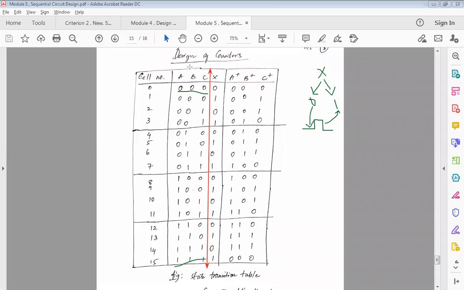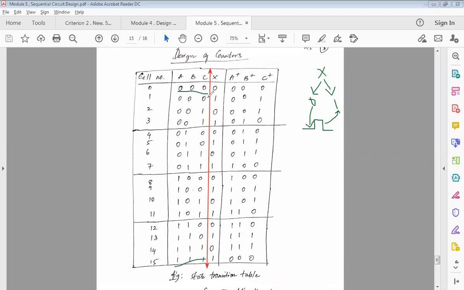This will give you an idea of how we are going about it. As you all know, ABC are your inputs, and A plus, B plus, C plus, what are these? The next state. Correct. These are your next state outputs. So I am predicting the future. The present state I know, and the future I want to know how it's going to respond. How will I know that future state? Based on my state diagram.